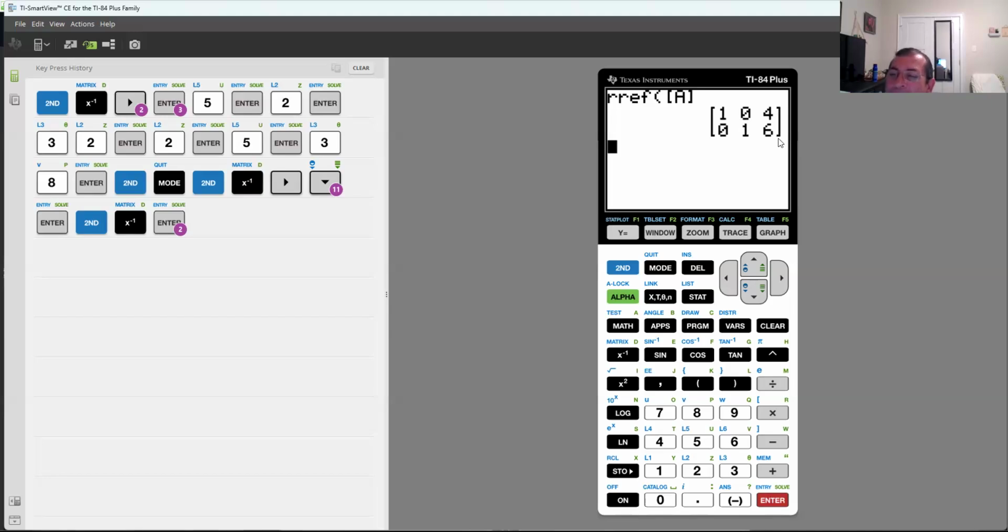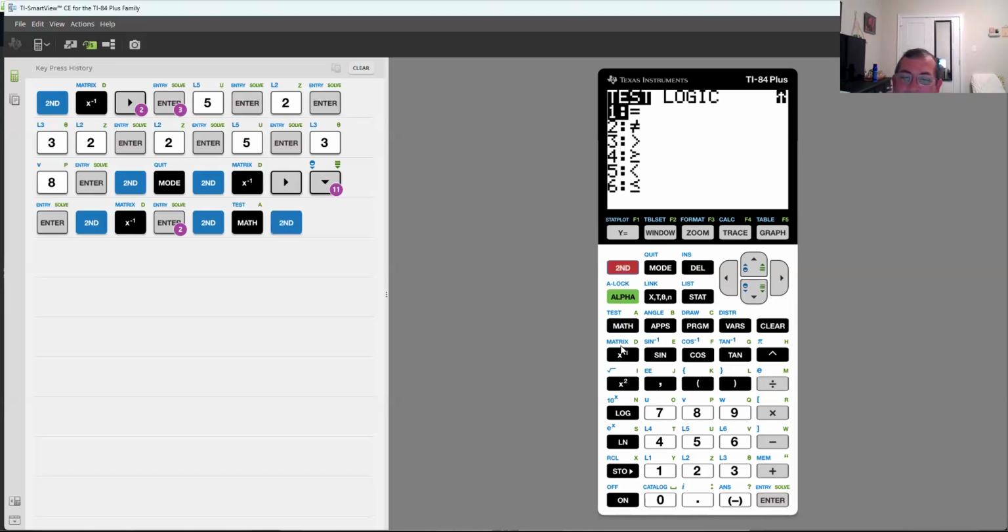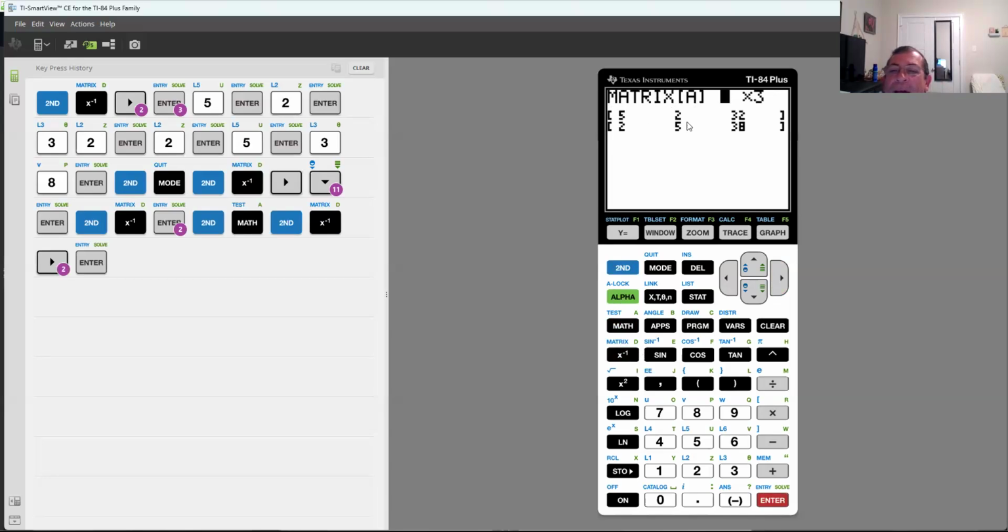All righty, so if you didn't get that, here's what we're gonna do. I'm gonna go to second x negative 1. Let's go to edit. On edit, I'm going to hit enter. All right, Aaron, is your numbers matching mine? 5, 2, 32, 2, 5, 38. Nope. So that's what got us. So hit enter until you get to which number was wrong.